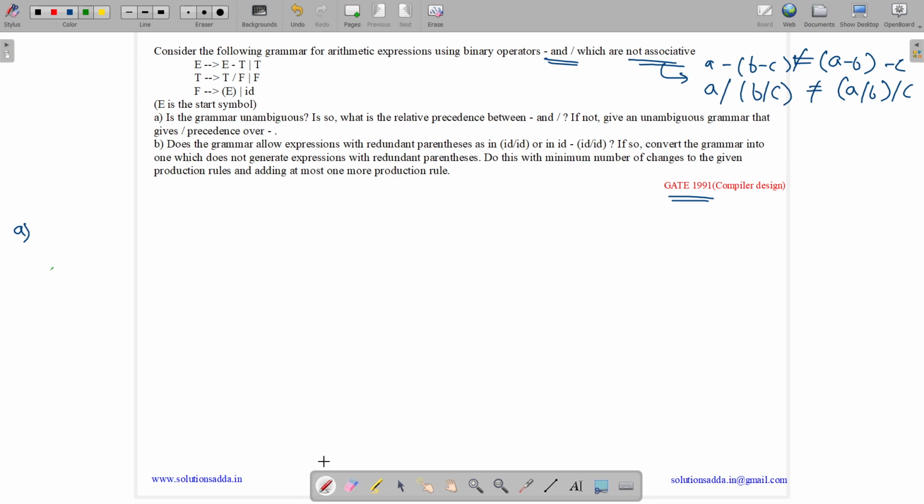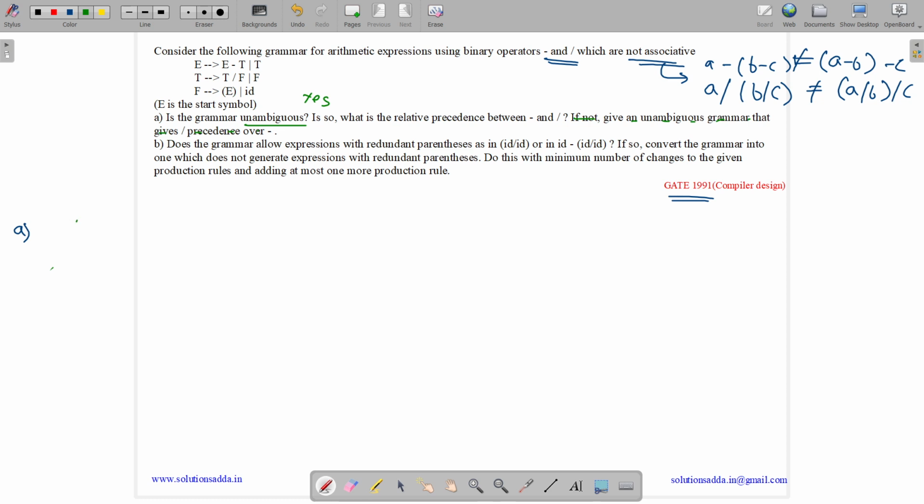Now, what's the further part of the question? It says, is the grammar unambiguous? Yes. If so, what is the relative precedence between minus and divide? If not, give an unambiguous grammar. So this part has no significance as it is already unambiguous. Now we need to give the relative precedence between minus and divide.